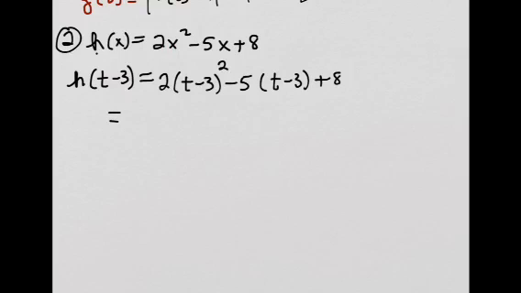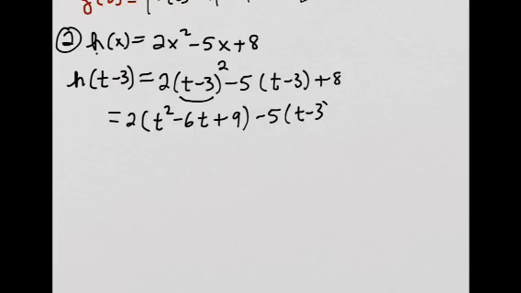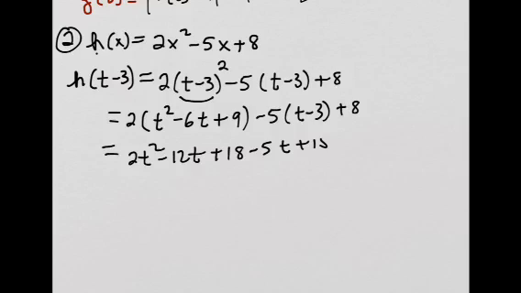Okay. So order of operations tells you that you do this part first, the exponent, the 2 goes later. So this is t minus 3 squared. Remember, this is not t squared plus 9. That's a very common mistake. Don't forget the middle term. So it's t squared minus 6t plus 9. And then I'll just bring down and do the distributive property in the next line. So now I'm going to distribute the 2, giving 2t squared minus 12t plus 18, then distribute the negative 5, giving minus 5t plus 15, because a negative times a negative here is a positive, plus 8.